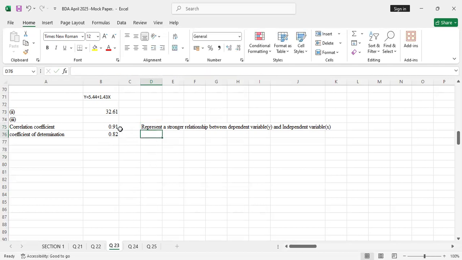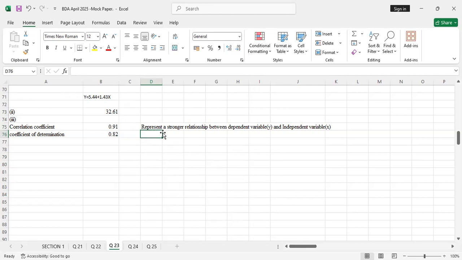Then you go to the coefficient of determination. I've said if it is 0.6 and below, then that's a weak relationship, so you will just replace it with a weak relationship. So we go to the coefficient of determination. How do we analyze it? How do we interpret it?